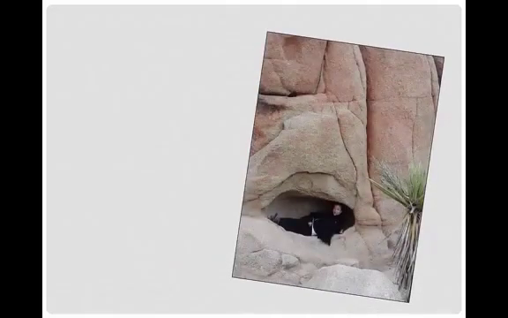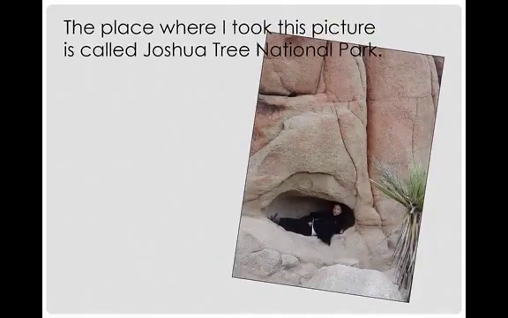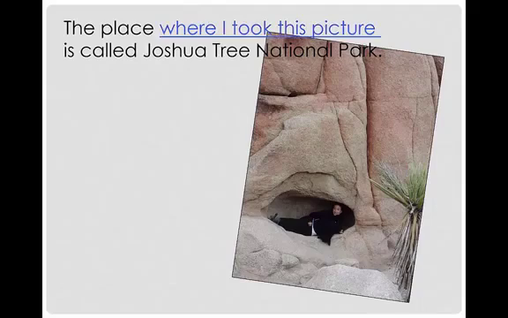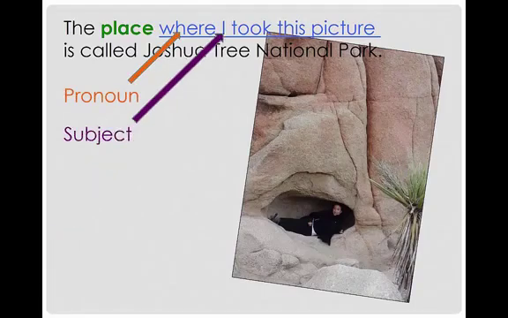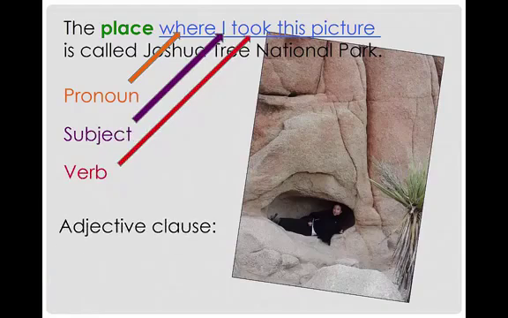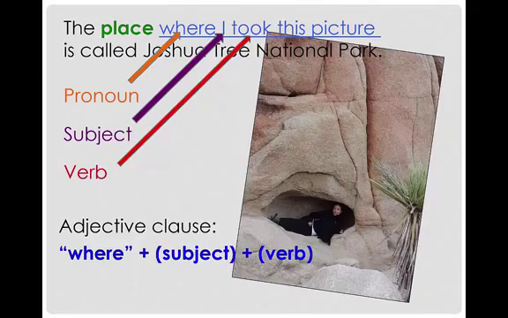Now let's take a look at the first sentence. The place where I took this picture is called Joshua Tree National Park. Do you see where the adjective clause is? It's right here, where I took this picture. Now, this adjective clause modifies the word place. Where is the pronoun, I is the subject, and took is the verb, which follows the structure where, the pronoun, plus the subject and verb.